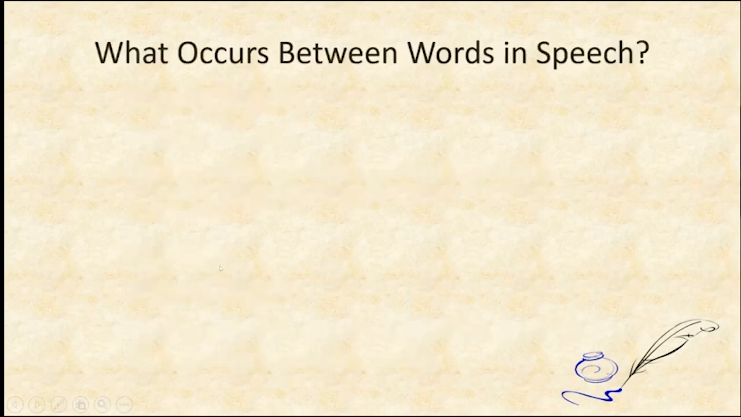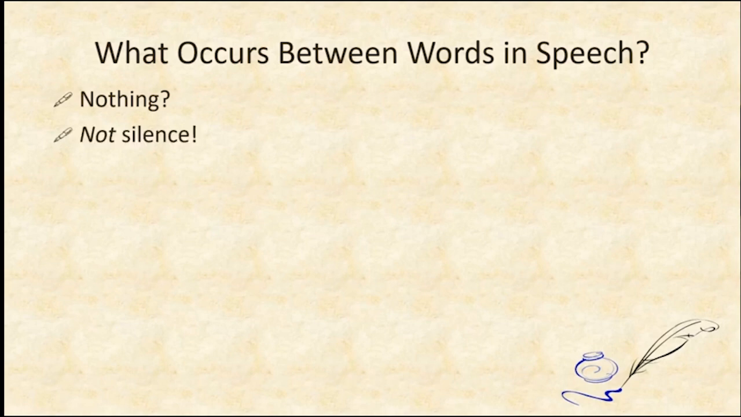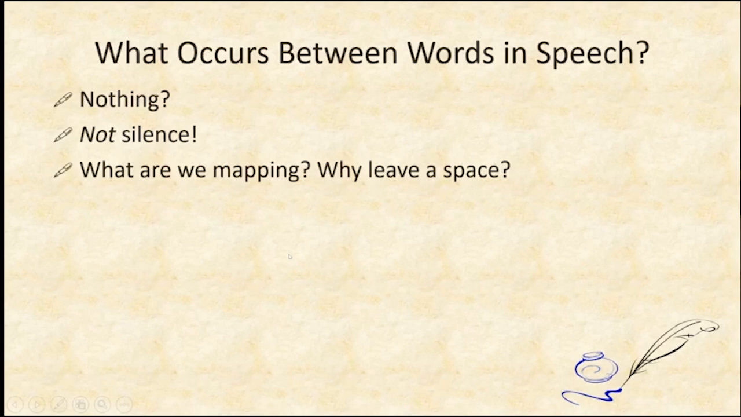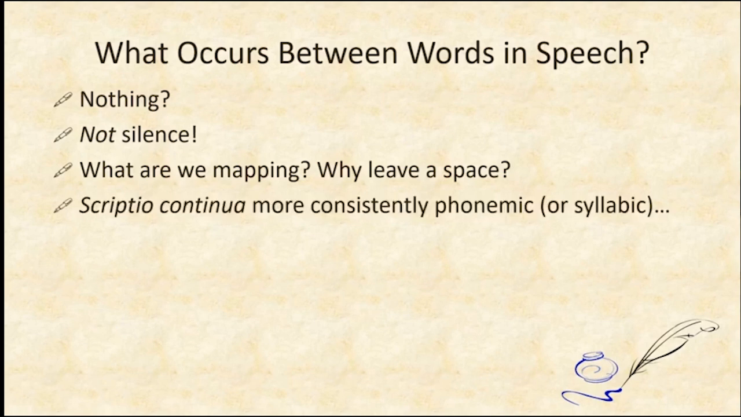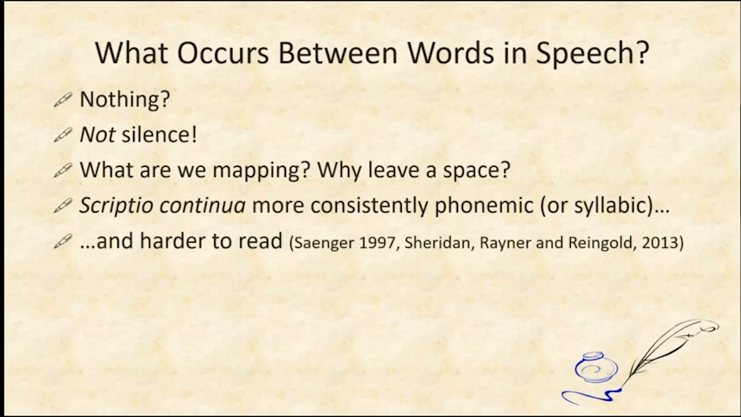But what about individual words? It's perhaps a little less intuitive, but there is nothing that occurs between words. And when I say nothing, I don't mean a silence or a gap or that kind of nothing. I mean nothing. One word goes on to the next. And so what are we mapping? Why are we leaving a space? If we just wanted to have phonemic writing or syllabic writing, we wouldn't do that. But it would probably be harder to read.